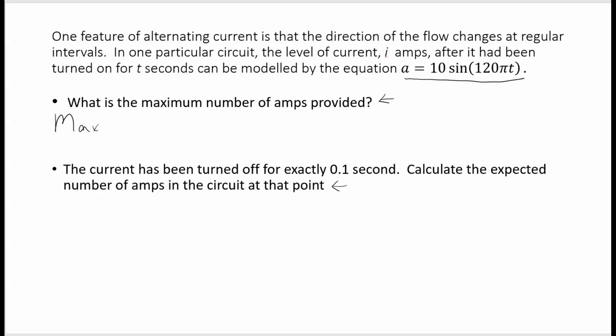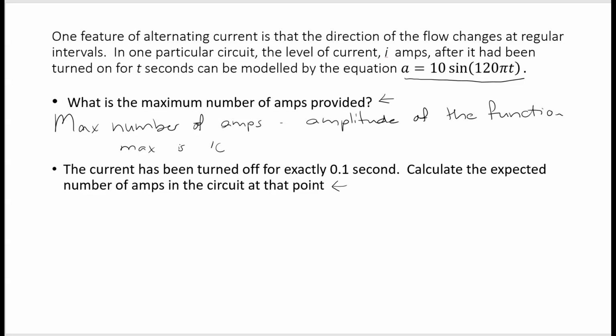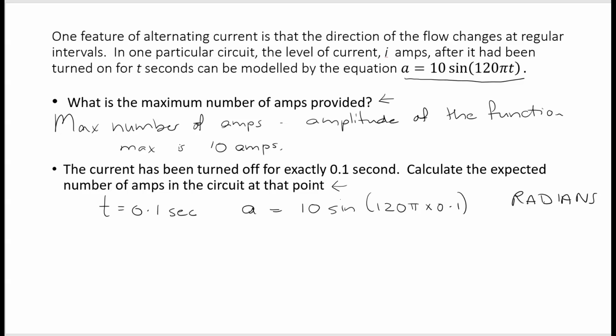So the maximum number of amps is just the amplitude of the function, and if you look at that, the maximum is 10 amps. The question then goes on to say the current's been turned off for exactly 0.1. Now that says that t equals 0.1 second, and we have to find the current when t equals 0.1. So I'm just going to substitute that in, making sure your calculator is in radians. Okay, just use your calculators and you will find that A is approximately equal to 0.